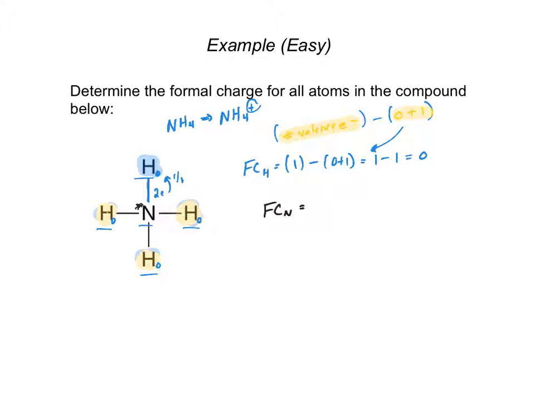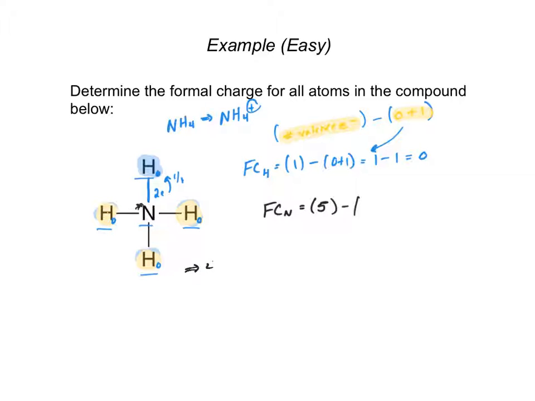Nitrogen, you consult your periodic table. It's in column 5, so there are 5 valence electrons. Now we're going to subtract from that the number of lone pairs. There are no lone pairs on nitrogen. And then we're going to say half of the bonding electrons.